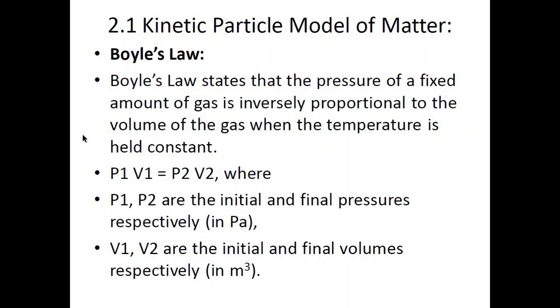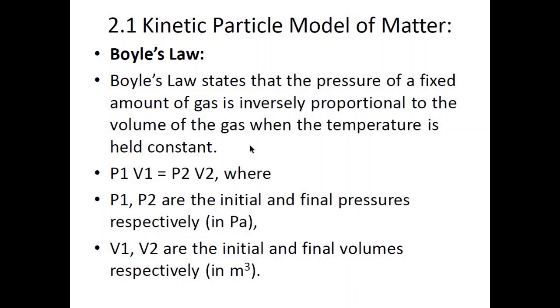meaning the pressure 1 and volume 1 of a gas, their product, is always equal to the pressure of the gas multiplied with the final volume. P1 and P2 are the initial and final pressure, whereas V1 and V2 are the initial and final volume of a gas. We are keeping the temperature constant, and we are simply trying to work out one of these quantities using this equation.